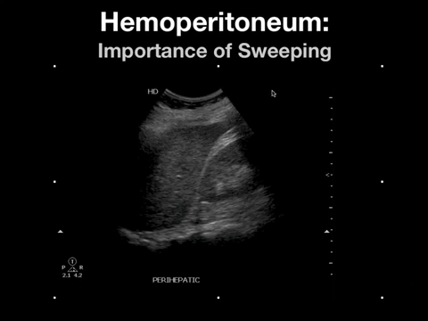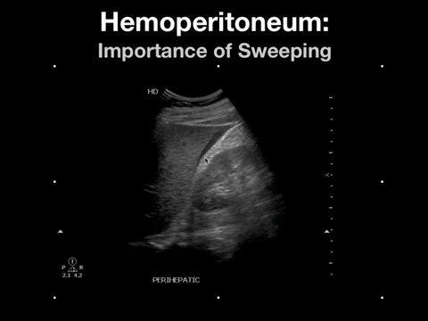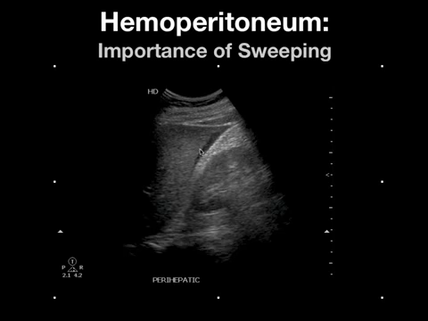Here's why I advocate sweeping the transducer in the right upper quadrant. Let's say you put this transducer on and boom, this is the image that you get. Liver, kidney, perinephric fat, no free fluid. You can move on to the next window. However, by just sweeping the transducer and angling it a little bit, we go from negative to positive. So here's liver, free fluid, which is hemoperitoneum in this case, perinephric fat, and here's kidney.